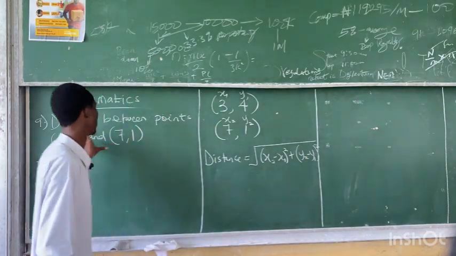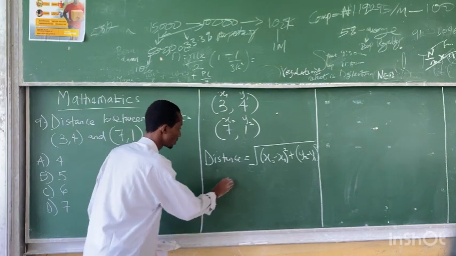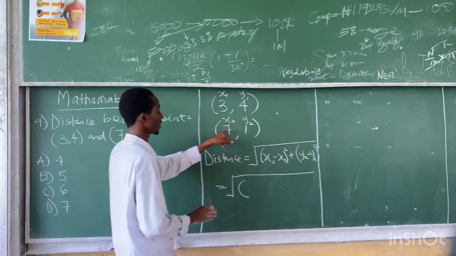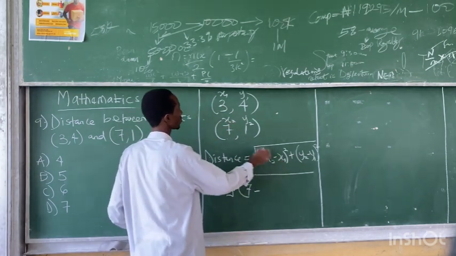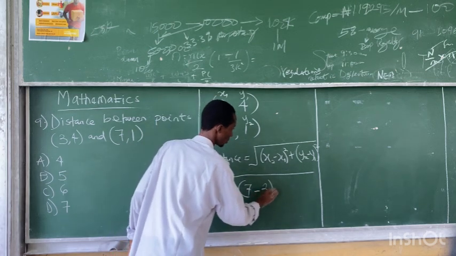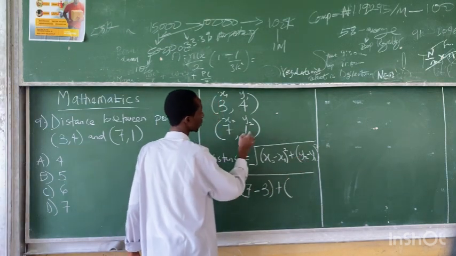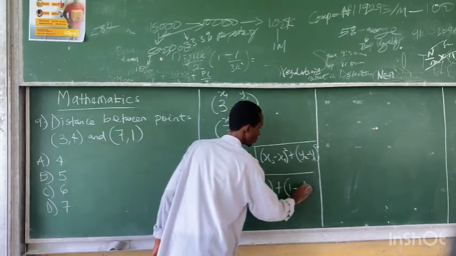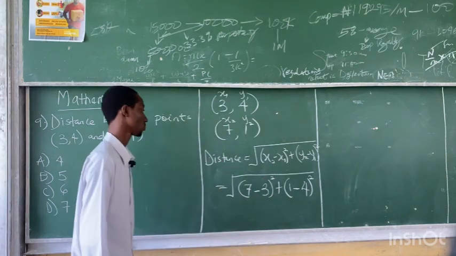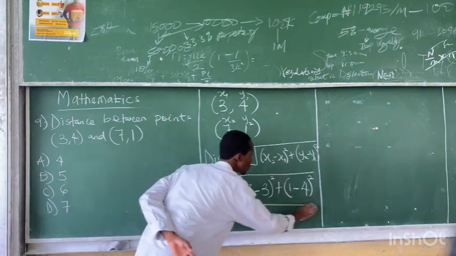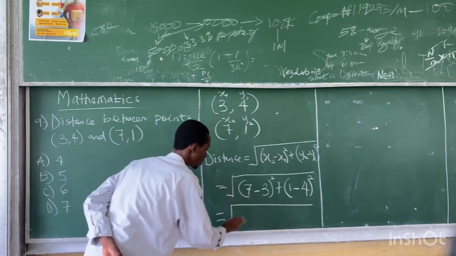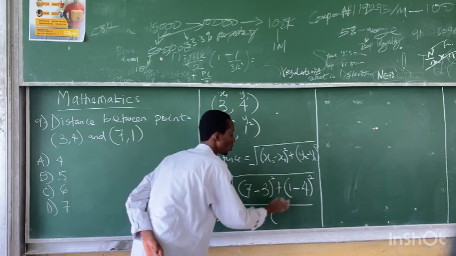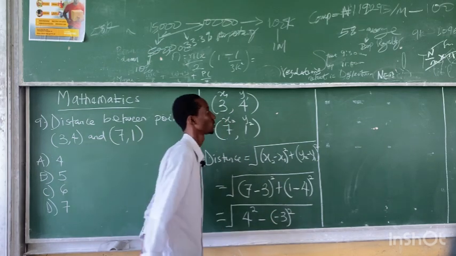We are given the coordinates from the question. We have this is equal to square root of x2, which is what? 7, minus x1. x1 is what? 3, plus y2, which is what? 1, minus y1, which is 4, all squared. This is the same thing as the square root of 7 minus 3, which gives us 4 squared, plus 1 minus 4, which will give us minus 3 all squared.